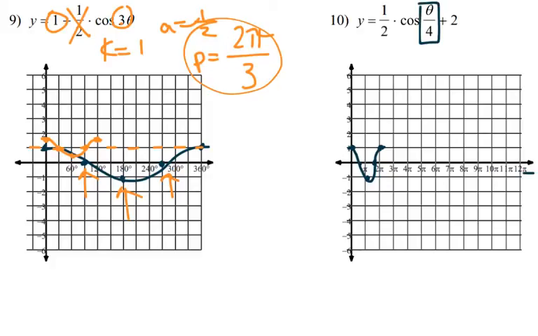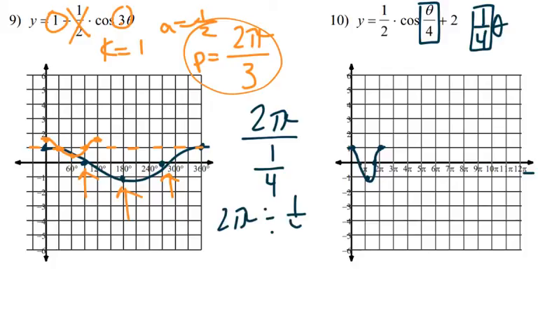That's because of this. That's 1/4 times theta. So my b is 1/4, so I go 2 pi divided by 1/4. So we go 2 pi times the reciprocal, which is 4 over 1. Get rid of the over 1. 4 times 2 pi gives me a period of 8 pi. Okay, so we're ending clear out here. Beginning here still, ending clear out here. But we've got to check our other stuff.